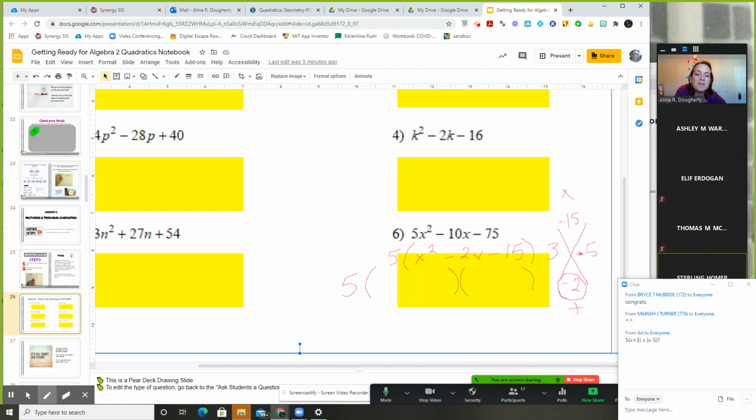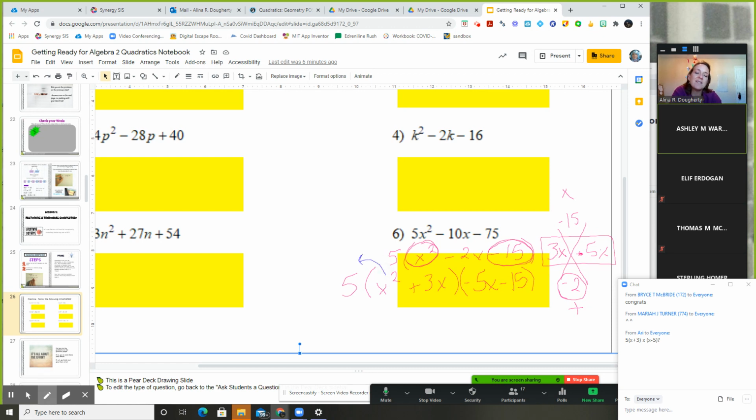What goes first in the parentheses? X squared. Absolutely. What comes next? 3x, I heard. What comes third? -5x. Yep. We got to put those guys in the middle. And then our last term? -15. Look at you.